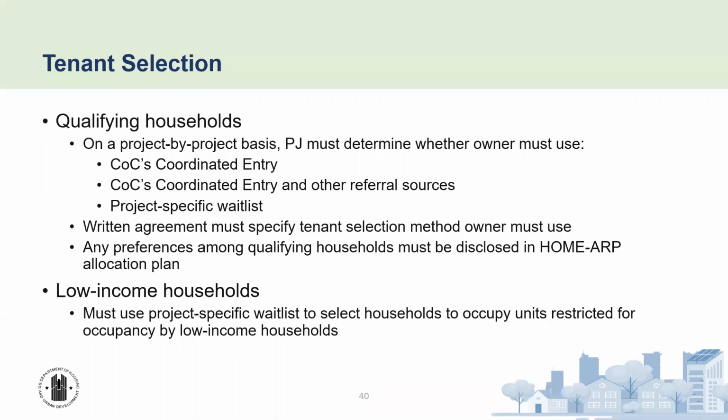If the PJ wishes to establish any preferences among the qualifying populations to prioritize applicants for HOME-ARP rental projects, it has to disclose those preferences in its HOME-ARP allocation plan and ensure that project owners are aware of those preferences. When selecting low-income households for a HOME-ARP project, project owners must use a project-specific waitlist. Next slide.